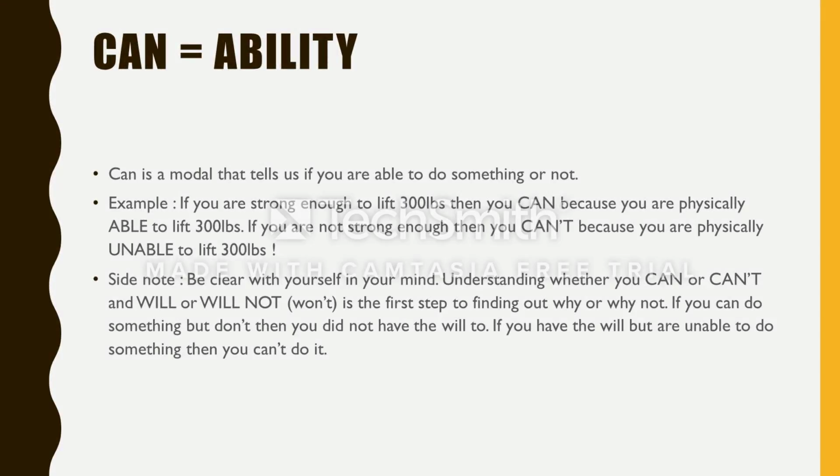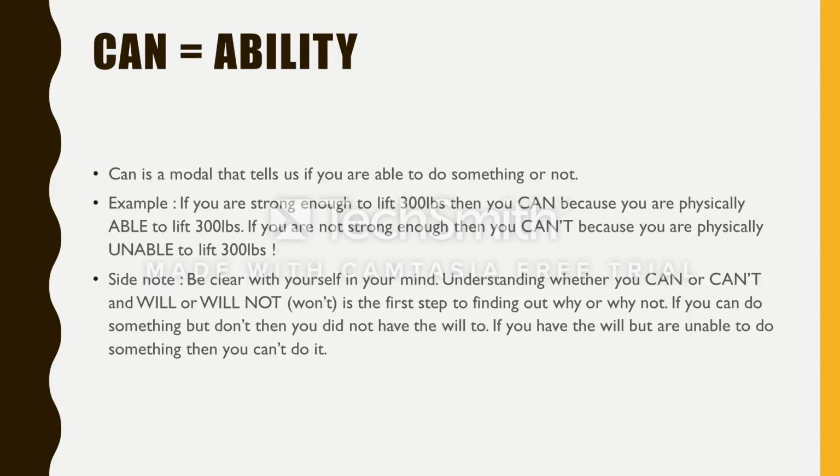First, we have can. Can is about ability and is a modal that tells us if you are able to do something or not. For example, if you are strong enough to lift 300 pounds, then you can because you are physically able to lift 300 pounds. You are able to. If you are not strong enough, then you can't because you are physically unable to lift 300 pounds.